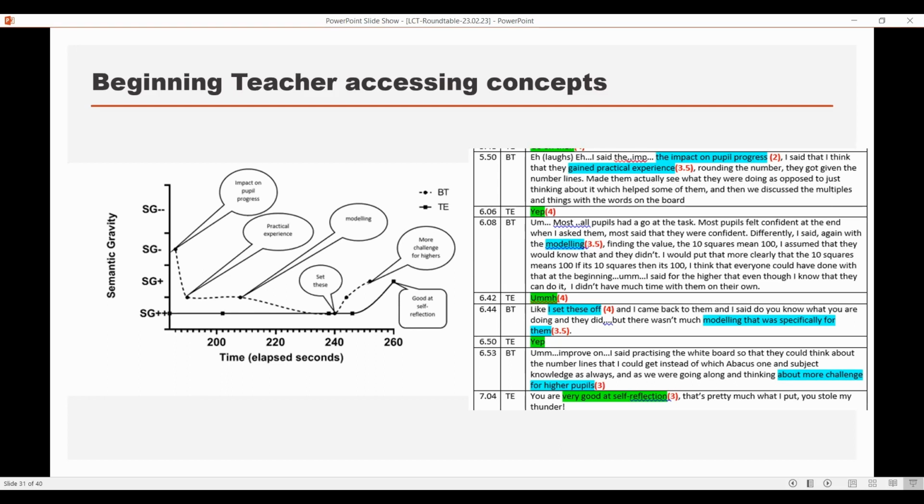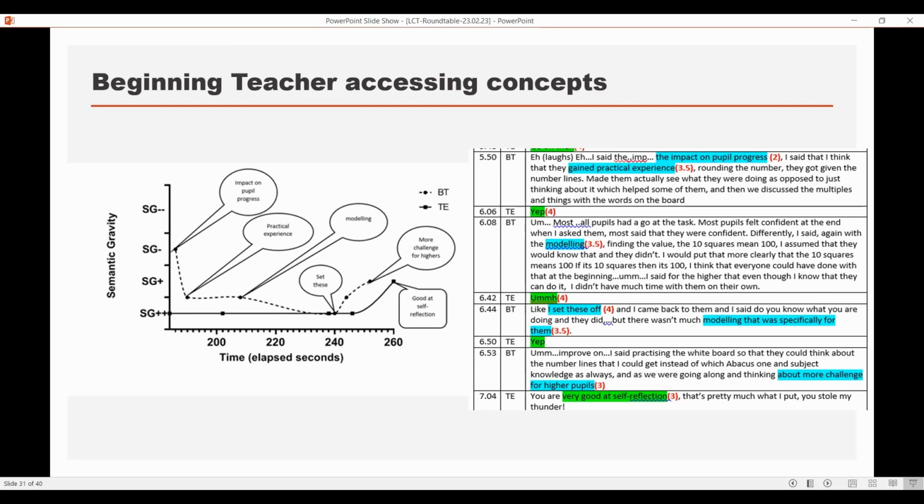The teacher educator received that information, didn't do anything with it, didn't make connections to other contexts or other times they'd seen the beginning teacher do that work. They just received it. And in fact, that comment right at the end, "you're pretty good at self-reflection. That's pretty much what I would have said."